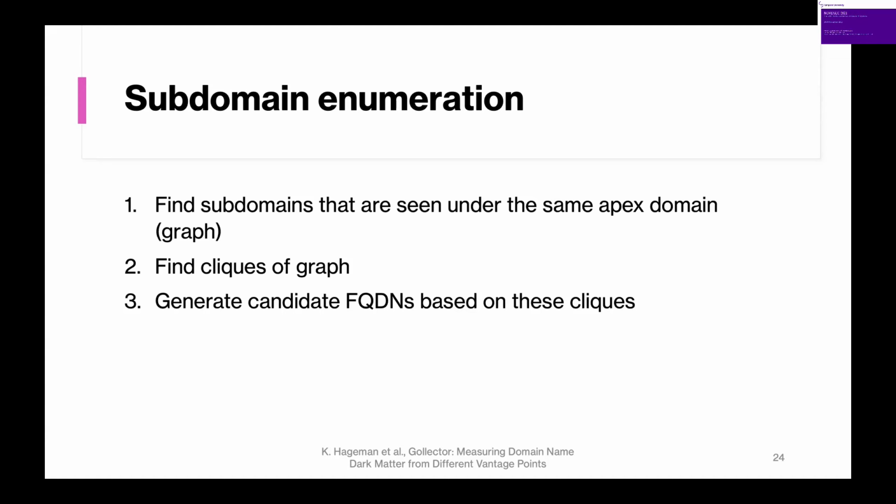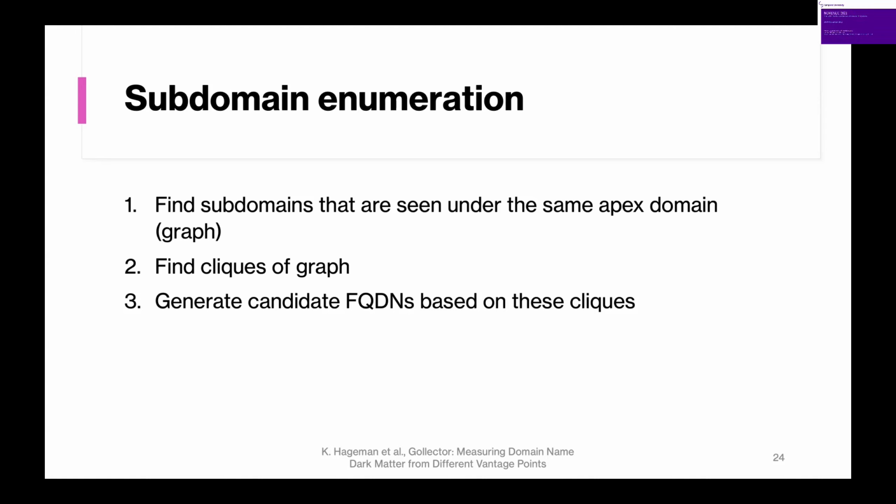So what we came up with is a methodology where we represent our data set in a graph notation, where every node in the graph is a subdomain, and the edges between subdomains represent the degree to which these two subdomains have been seen under the same apex domain or set of apex domains. The weight of this edge is between 0, which means that these subdomains have never been seen under the same apex domain, and 1, which means that these subdomains are always seen under the same apex domain.